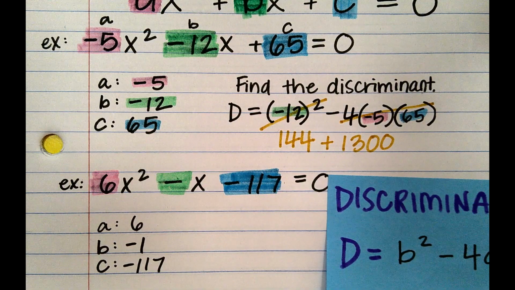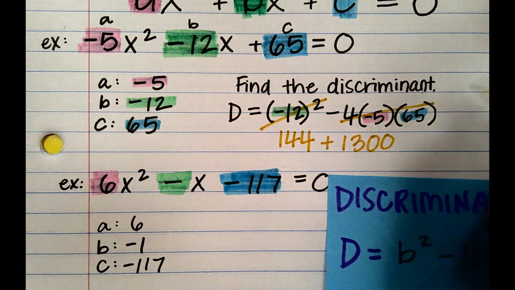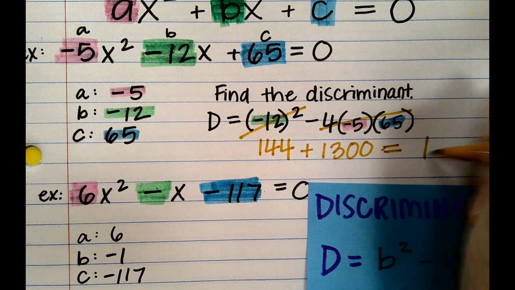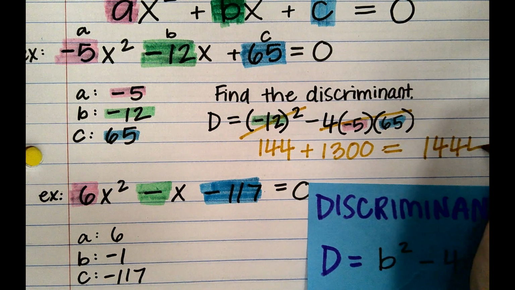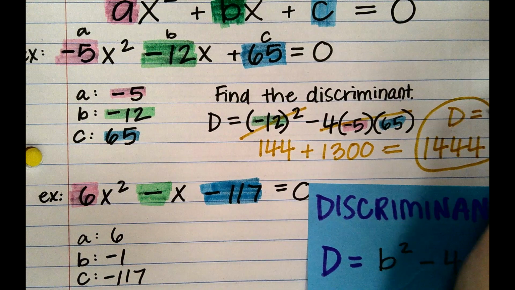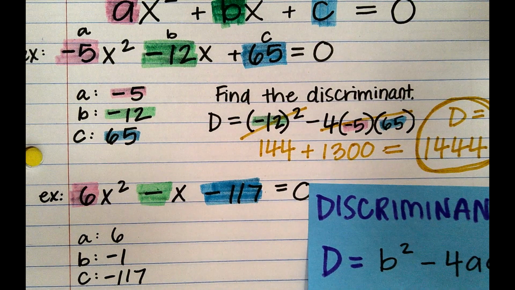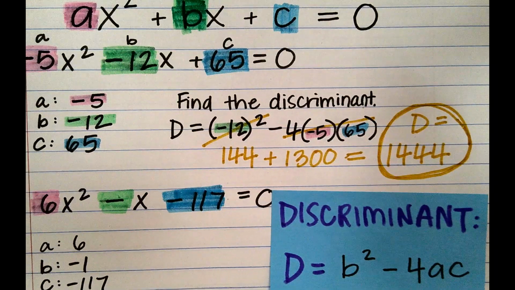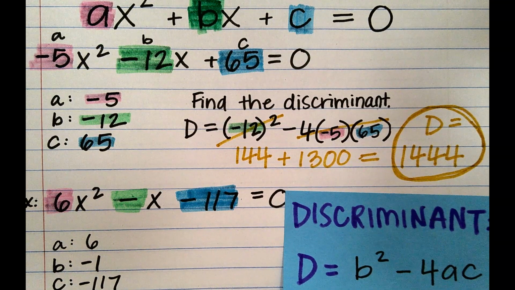And what do you think I would do here? Just add them together. 1,300 plus 144 is 1,444. Yes, 1,444. And that is our discriminant. That's not too bad. Okay, I'm going to leave that up for a second, let everyone catch up, and then we'll try to find the discriminant on the next one.